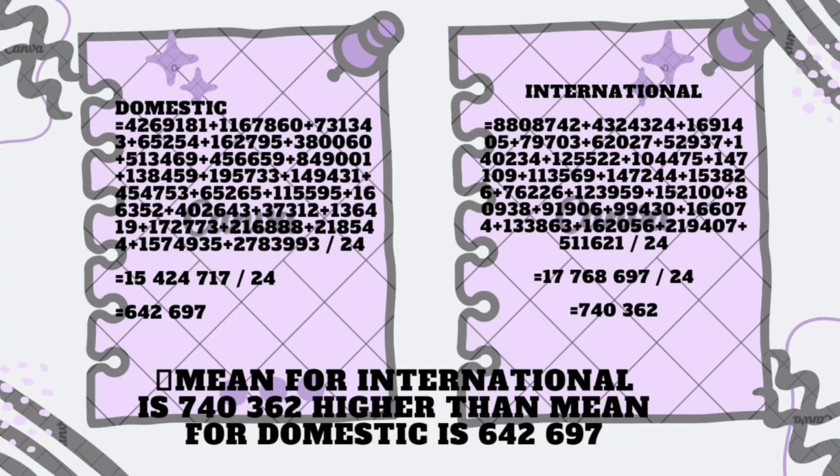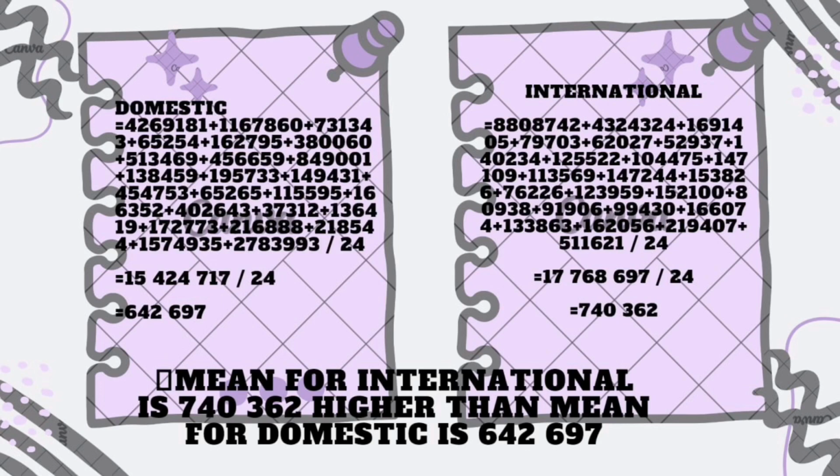First, we find the mean for domestic and international. For domestic, we add all numbers and divide by 24. We can get the answer. For international, we also add all numbers in the data set and divide by 24. The answer is that the mean for international is higher than the mean for domestic. Mean for international is 740,362 and for domestic is 642,697.